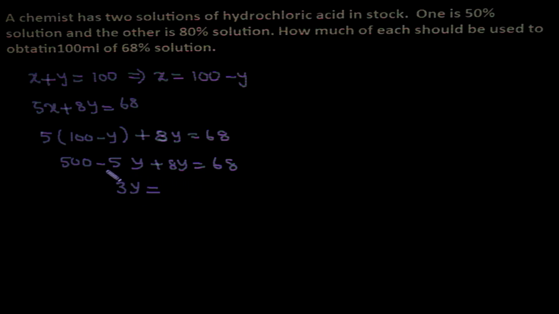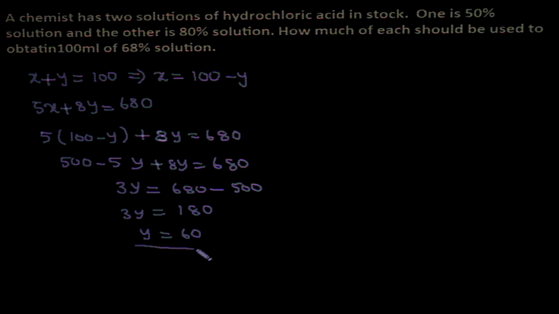This is 680 minus 500. 3y is equal to this, 180. Therefore y is equal to 180 divided by 3, which is 60.